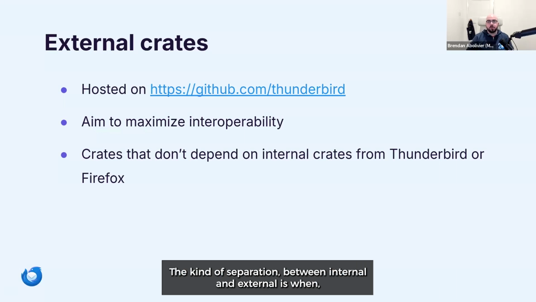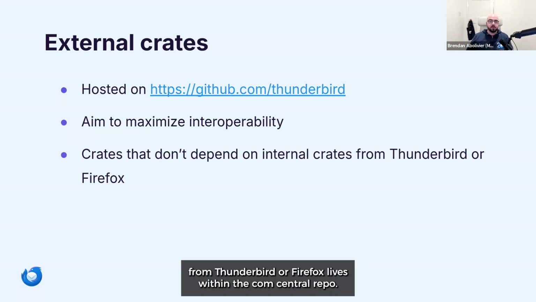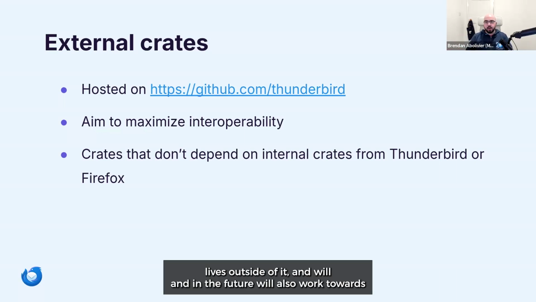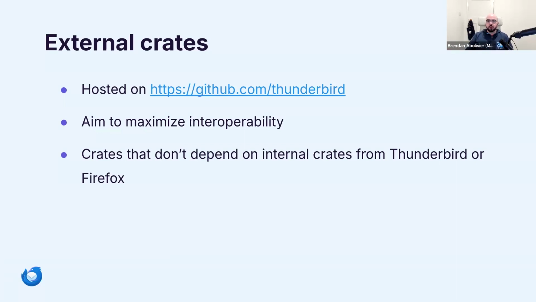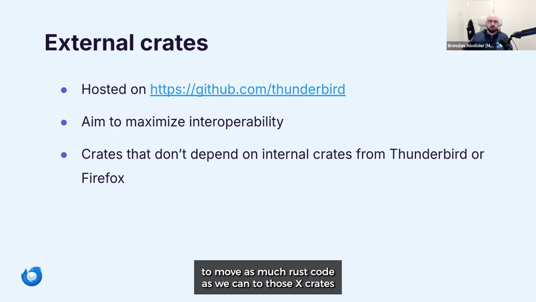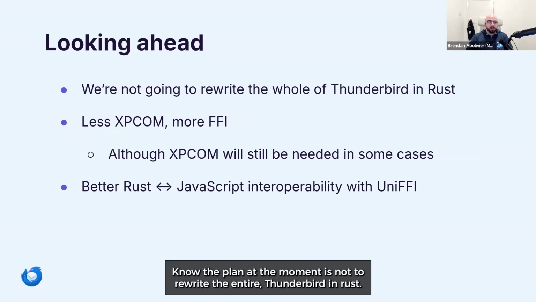The separation between internal and external is that whatever depends on internal crates from Thunderbird or Firefox lives within the comm-central repo. Everything that doesn't strictly depend on it lives outside of it, and in the future we will also work towards implementing that even further and trying to move as much Rust code as we can to those external crates. In terms of the future of Rust within Thunderbird, first I have to say I'm sorry. The plan at the moment is not to rewrite the entire Thunderbird in Rust.